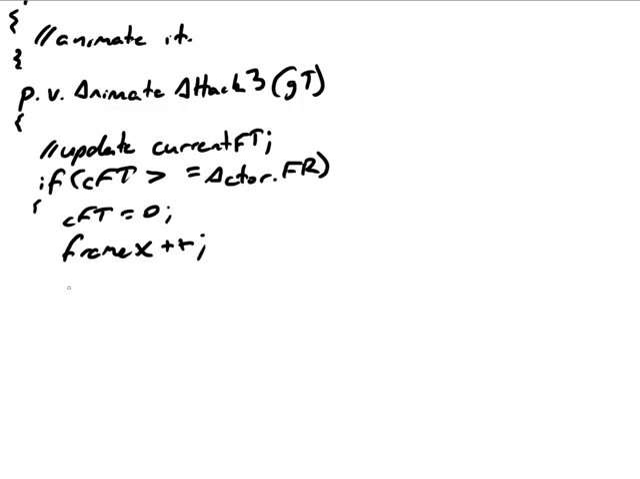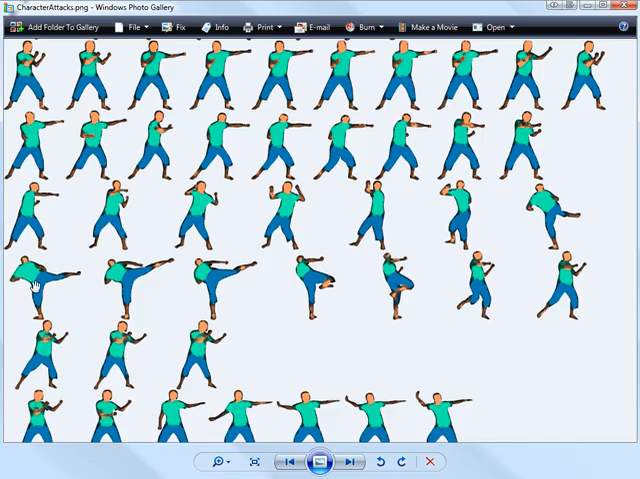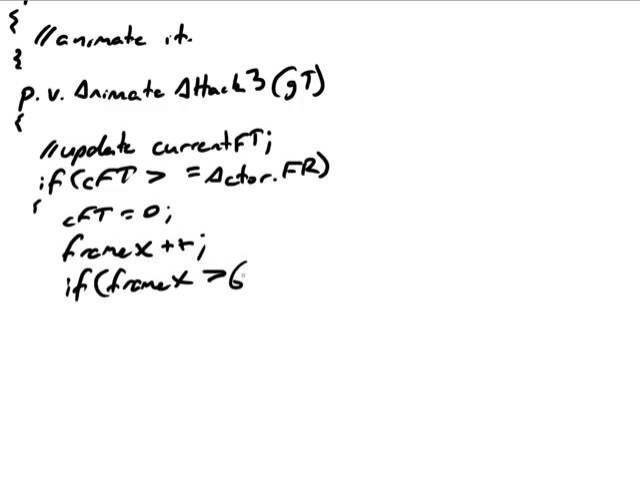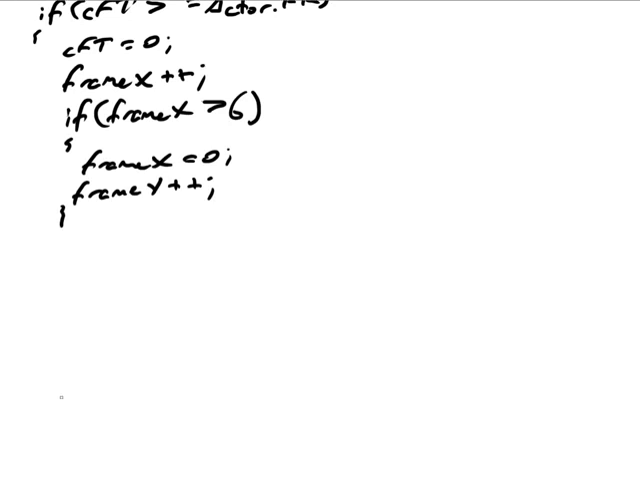So we put if frameX is bigger than, how many do we have inside here? Let's go up, and we've got 0, 1, 2, 3, 4, 5, 6. Frame X is bigger than 6. What do we make frame X? Back to 0, and frameY++. Okay, pretty standard stuff. We've done that one in the animate walking.